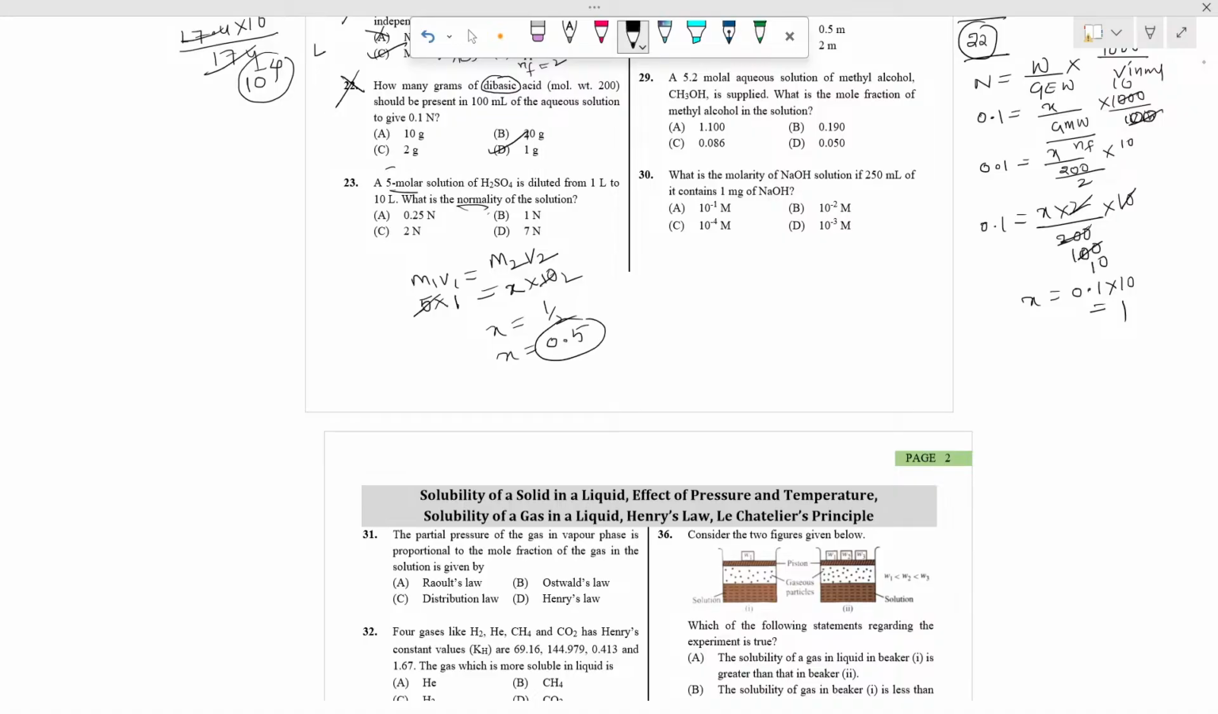But we want normality because in the question they are asking normality. We have a formula: normality is equal to n factor into molarity. What is the molarity here? Molarity is 0.5, we got, right? What is the n factor of H2SO4? 2 will come because H2SO4 can release 2 hydrogen, so 2 protons. That's why its n factor will be 2. 0.5 into 2, answer is 1. So answer is option B. This question also completed, so let me make it a cross. I hope you are understanding all questions. Let me go for the next question.